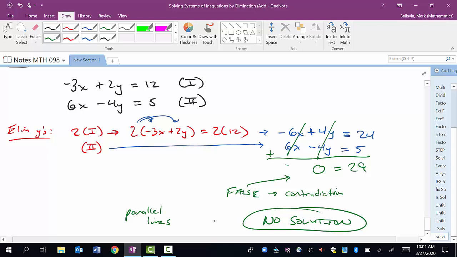That these don't ever cross. The reason they don't cross is because they're parallel lines. If you were to get these both into the y equals mx plus b form, they would have the same slope, but they would have different y-intercepts. So they'd be different lines, but they have the same slope. If you have the same slope, the lines are parallel.